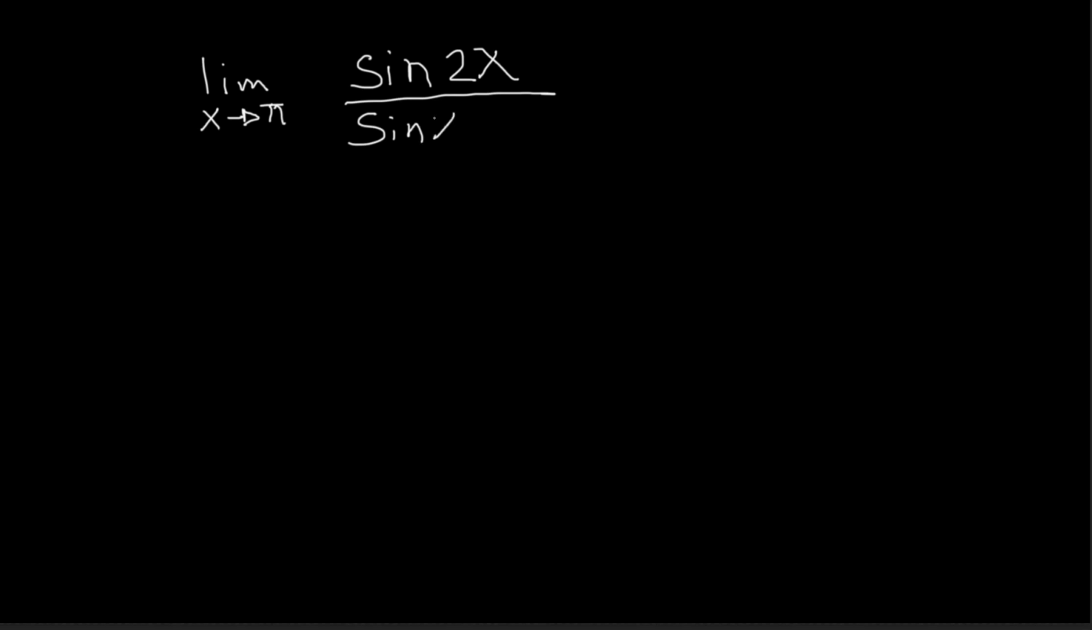Okay, so we've got another limit problem here. So this is the limit as x goes to pi of sine of 2x over sine of x times cosine of x.